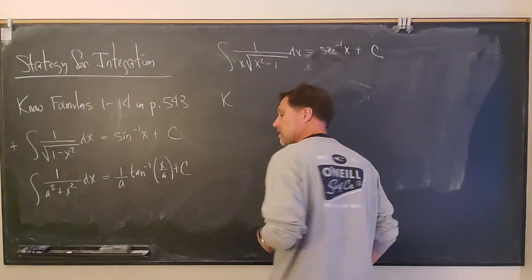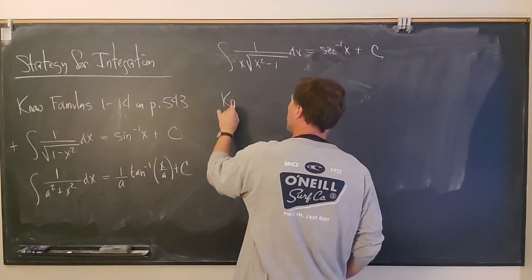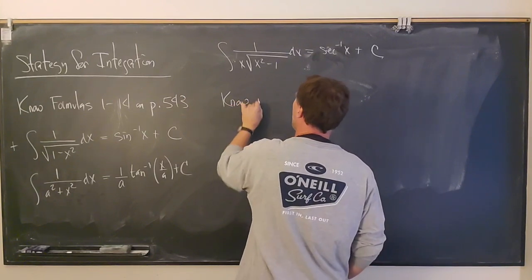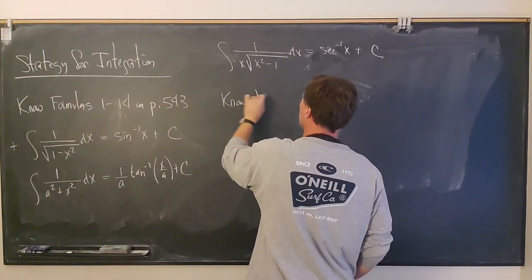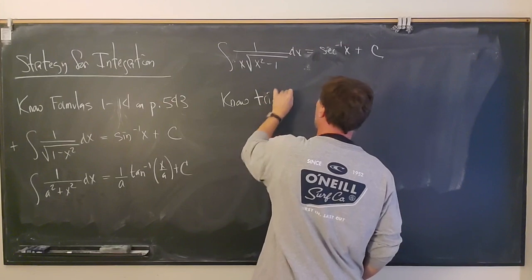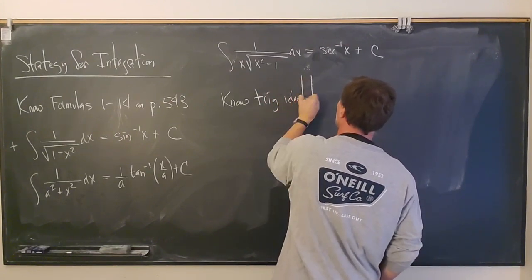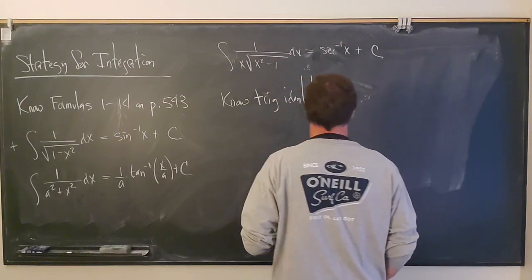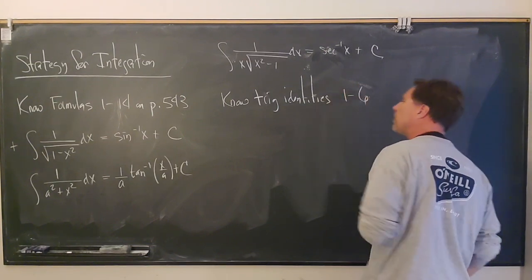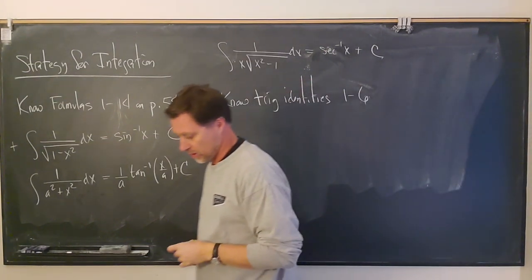So, you'll also need to know your trig identities, right? Because you can't do products of trig functions without knowing your trig identities. So know your trig identities, which I labeled as 1 through 6 when we just discussed them.